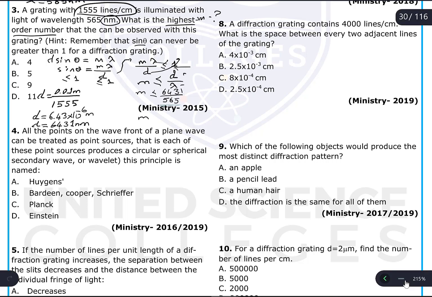So m must be less than or equal to 11.4. And of course m is an integer. The closest integer which is less than 11.4 is 11. So in this case m must be equal to 11. 11 is the maximum, highest order number that can be observed with this grating. This is the correct answer.